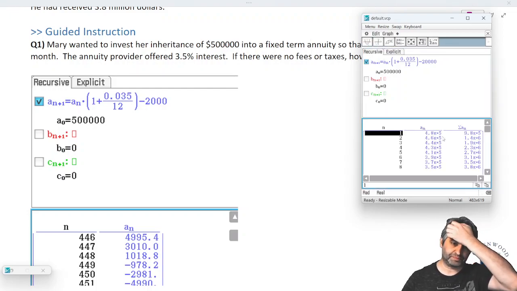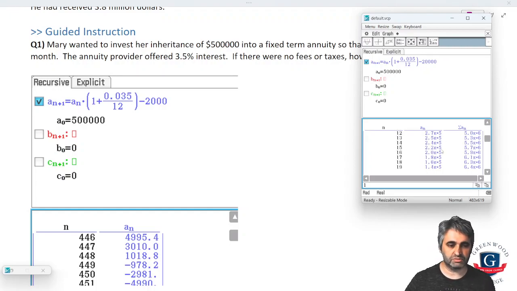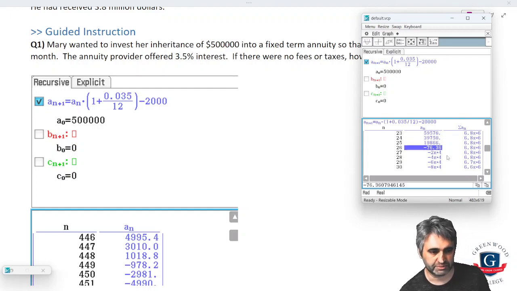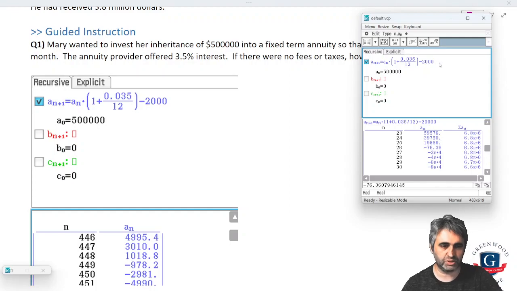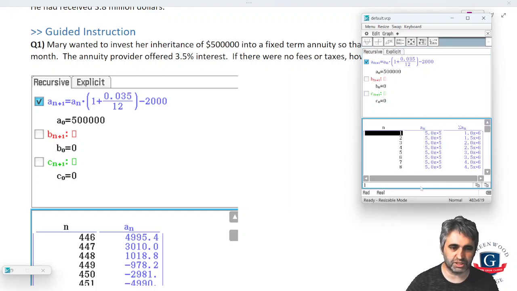And there's our data. Okay, so if we go on for 49 years like we did before, all of a sudden we got negative numbers. That's telling us that at some point she ran out of money. So here, oh, look at this. She's taking way too much money out. We want 2,000, not 20,000.